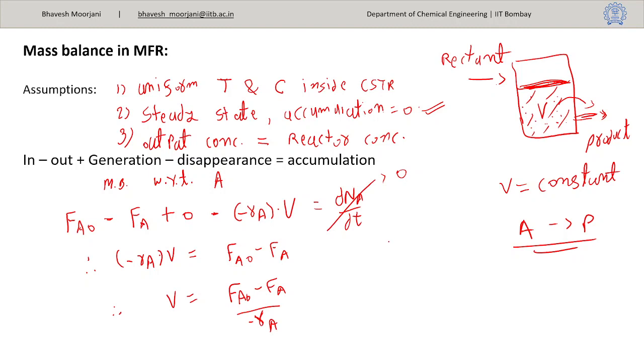Okay, now the flow rate F, like molar flow rate, is nothing but concentration into volumetric flow rate, right? So using this relation and putting it here, we can write this expression as V by V0 equal to CA0 minus CA divided by minus RA. So what did we get? We got tau. This V by V0 is nothing but tau, right?